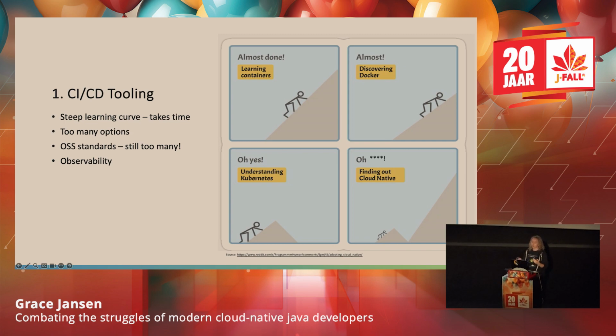As I said before, there's also a lot of options. Choosing which ones to use is challenging. I enjoyed this meme. I've got the source down here. You start off learning containers, and you're like, yeah, I'm getting there, almost there. And then you start discovering Docker, and you're like, cool, this is interesting, getting onto more complex stuff. You start to understand Kubernetes, and then suddenly you realize that there's a whole lot more to cloud native than just containers, Docker, and Kubernetes. So it really is challenging when it comes to understanding which open source standards to use, understanding how to enable effective observability in our CI/CD pipelines, and which tools to make use of there as well.